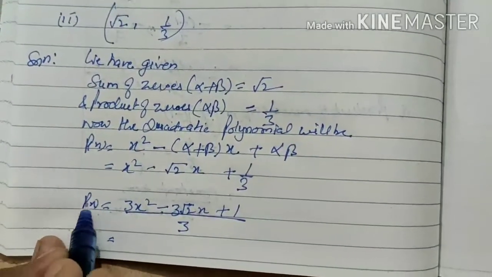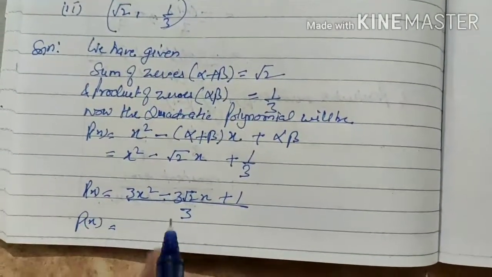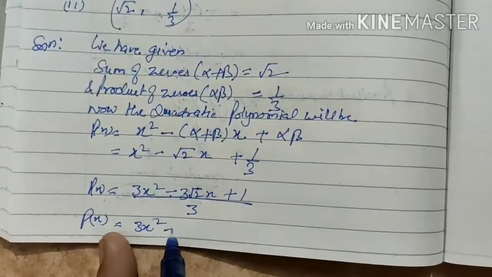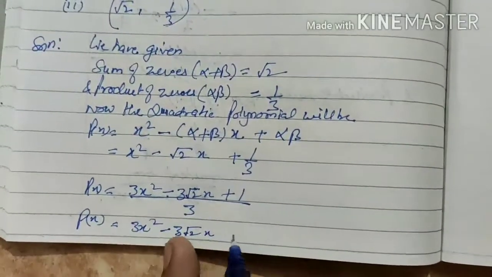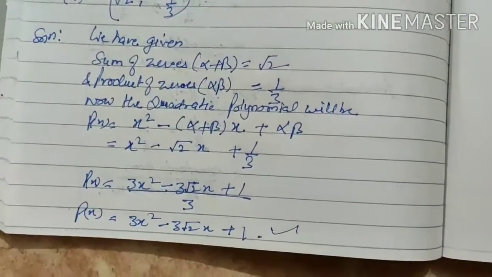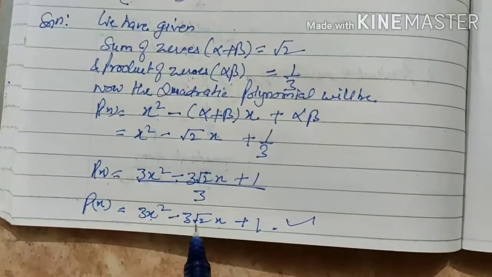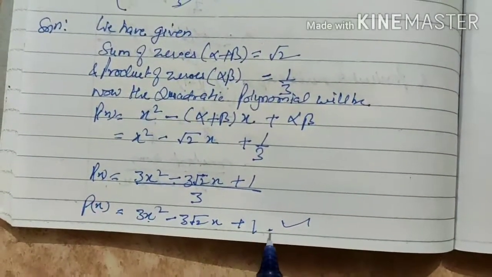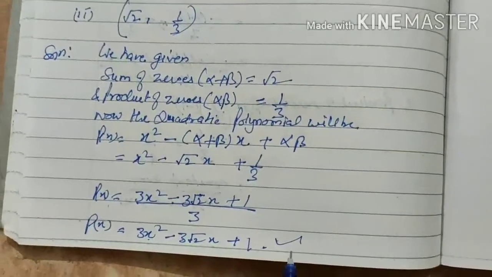So no need to write the denominator. So the required polynomial will be 3x square minus 3 under root 2x plus 1. So this is the required polynomial, 3x square minus 3 under root 2x plus 1. So pause the video and note it down.